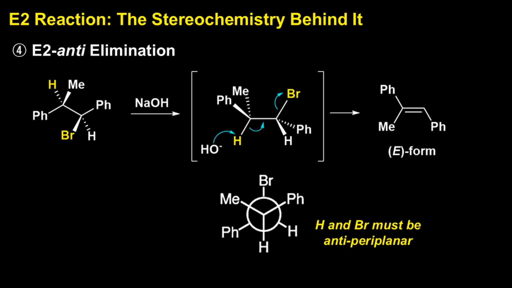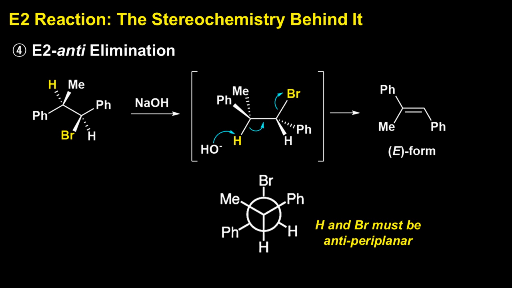Let's take a closer look at how E2 elimination depends on anti-periplanar geometry, using this example. Here, a brominated alkane reacts with a strong base, sodium hydroxide. Since E2 is a concerted reaction, bond breaking and bond forming happen at the same time. In this molecule, there's only one beta hydrogen available for elimination. And for the reaction to work efficiently, that hydrogen needs to be anti-periplanar to the leaving group, bromine. In other words, the beta hydrogen and Br have to lie in the same plane, but point in opposite directions. This alignment lowers the activation energy and helps the reaction proceed more smoothly.